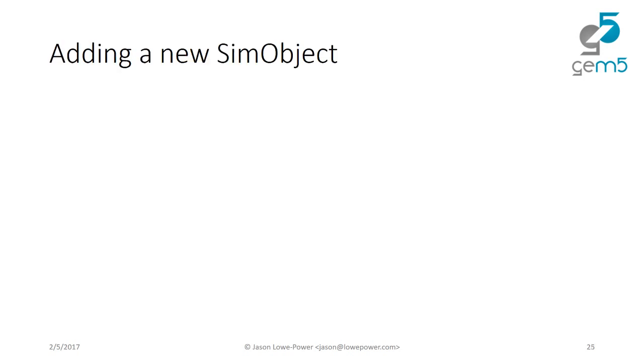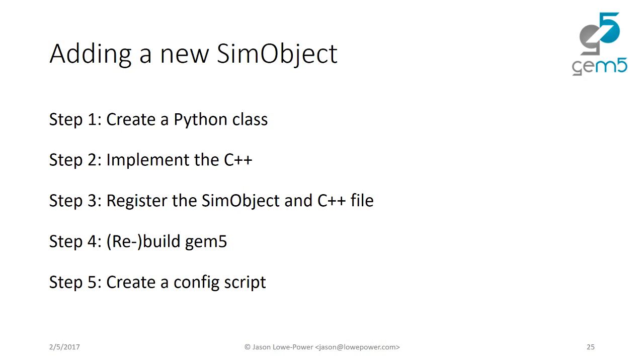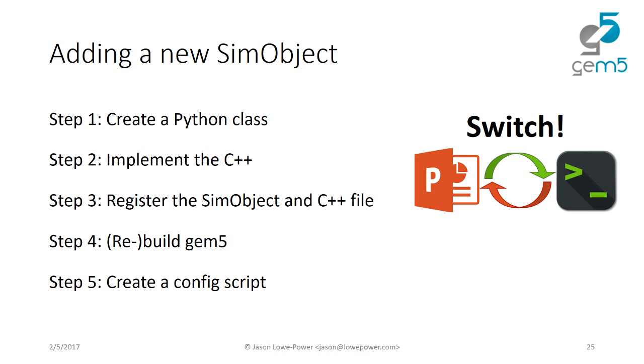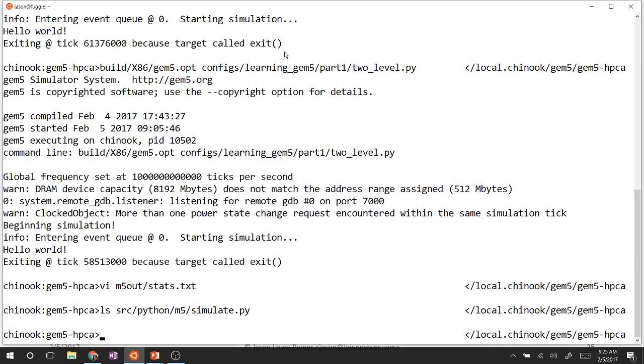Okay, so adding a new SimObject. We're going to go through 5 steps. We're going to create the SimObject description file, which is a Python class, implement the C++ for the object, register the SimObject and the C++ file so it gets built with scons, build gem5, and then create a config script that uses this SimObject. Okay, so let's keep going. Let's make a new directory in source. Since we're going to be adding a new SimObject, we need to do this in source. So we're going to do source HPCA tutorial.